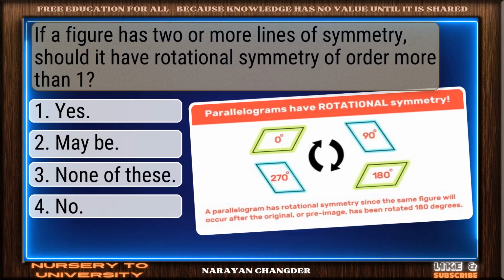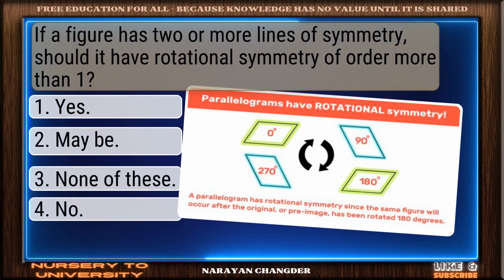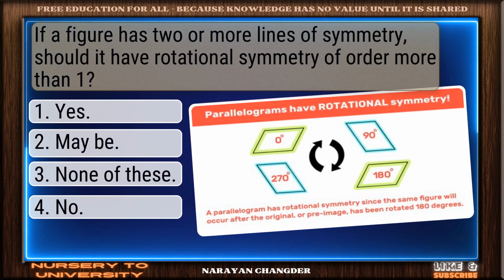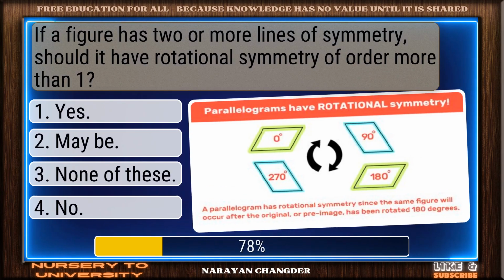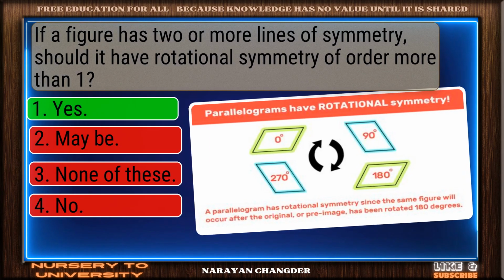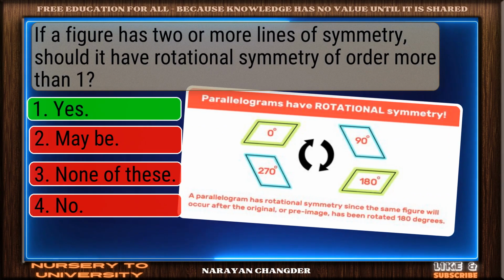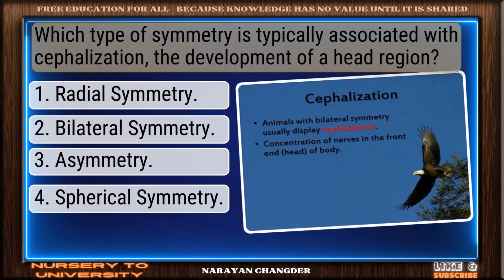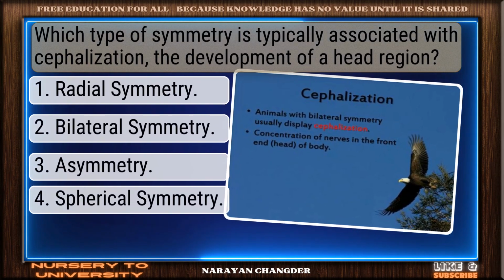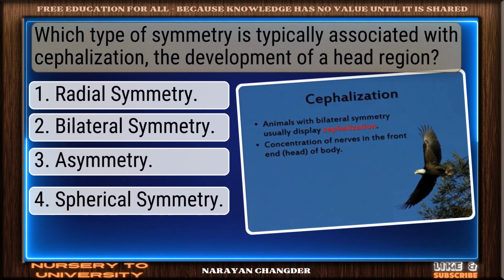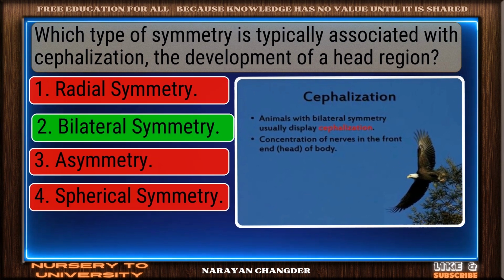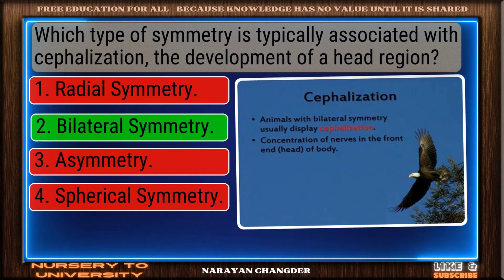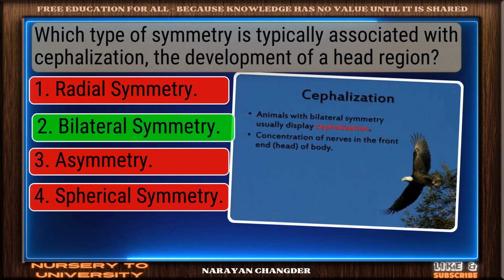If a figure has two or more lines of symmetry, should it have rotational symmetry of order more than 1? Well done. Yes is the right choice. Which type of symmetry is typically associated with cephalization, the development of a head region? Great job. Bilateral symmetry is the accurate answer.